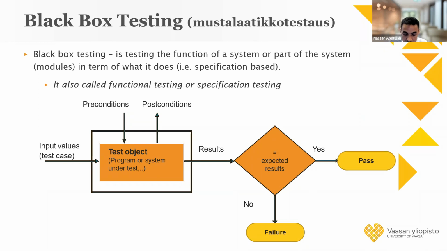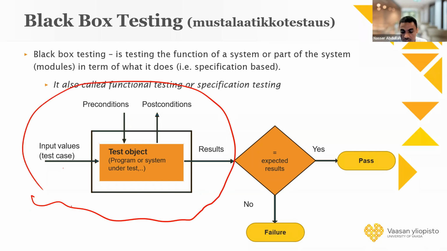In black box testing, we have the input. As we say, these are the test cases. On the left side, I don't want to write many things, but it's okay. On the left side, we have the test cases. Here you can see the input, precondition, postcondition, and result. The result will be compared with the expected result.